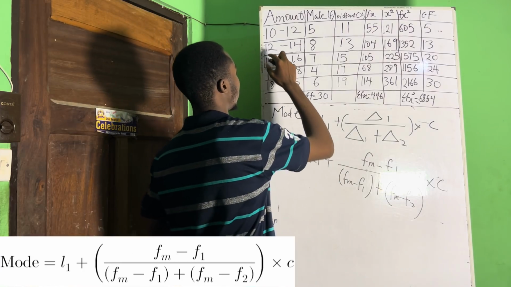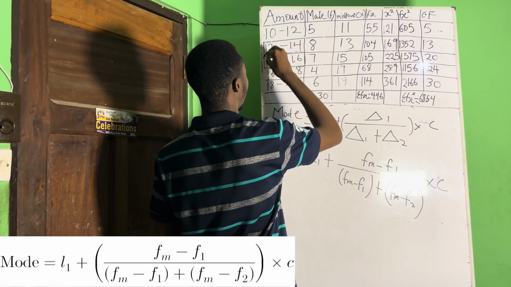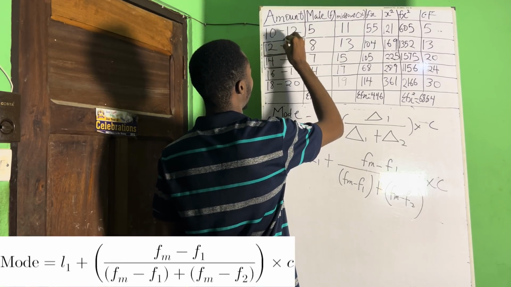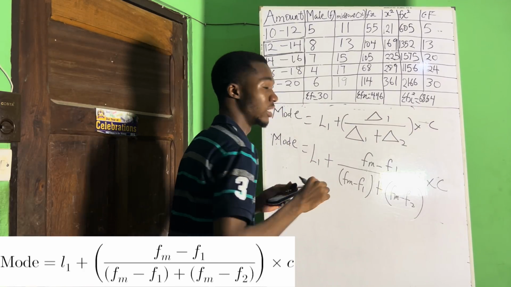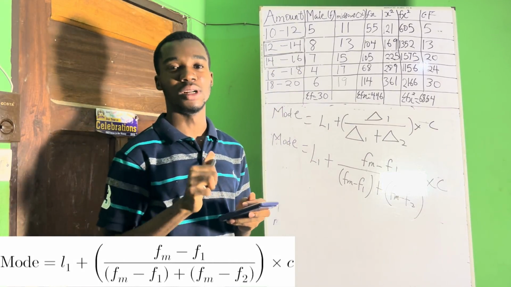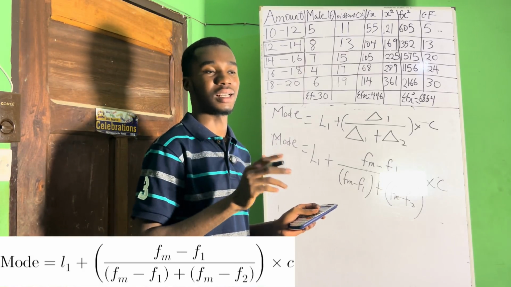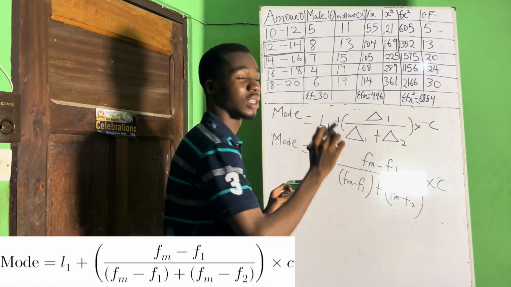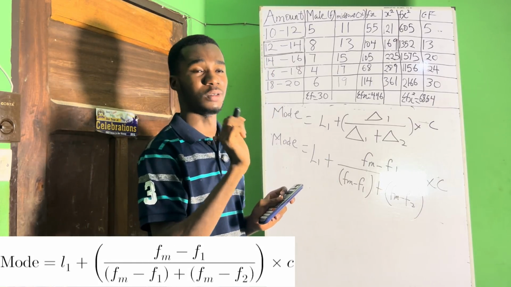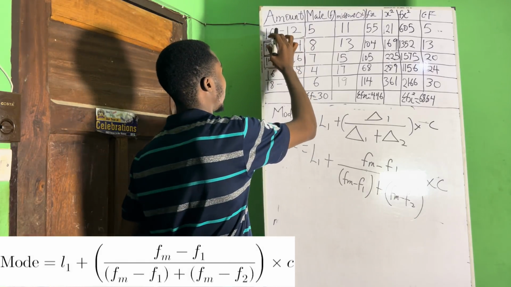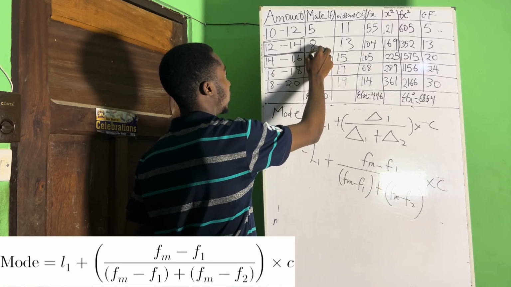So now that we know that 12 to 14 is our modal class, L1 is the lower boundary of the modal class. When we were talking about the median class, L1 was our lower boundary for the median class. Now this one, L1 is the lower boundary for the modal class. So you already established that 12 to 14 is the modal class. Why? Because it has the highest frequency of 8.